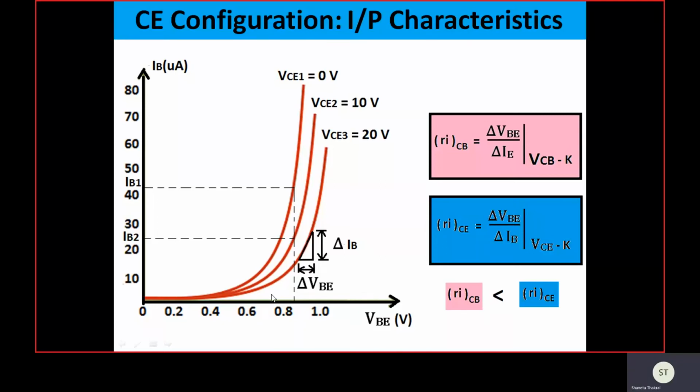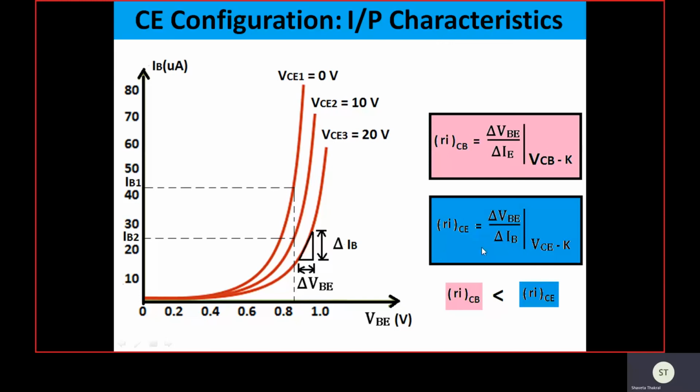So what are the important observations regarding the input characteristics? The first very important observation is that the characteristics are similar to the forward bias PN junction diode. Below the knee voltage the current is small, and after the knee voltage there is a sharp rise in the current level. And if we calculate the input resistance for the common emitter configuration, it is the reciprocal of the slope of the input characteristics. The slope can be taken as perpendicular divided by base, that is delta IB divided by delta VBE, and the reciprocal of this slope becomes delta VBE divided by delta IB, with VCE kept constant.